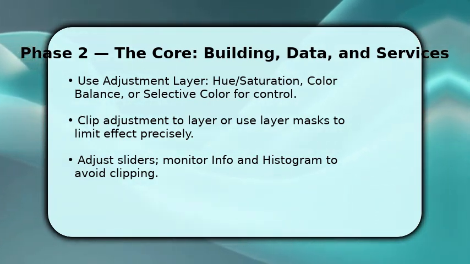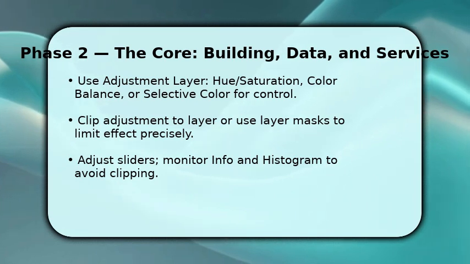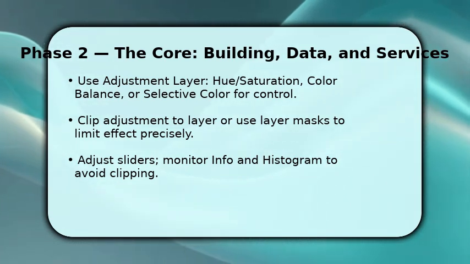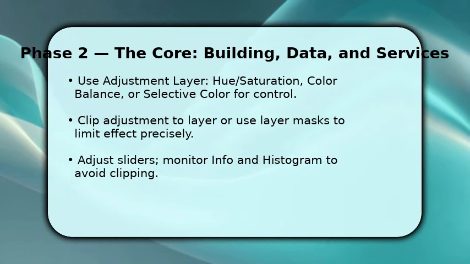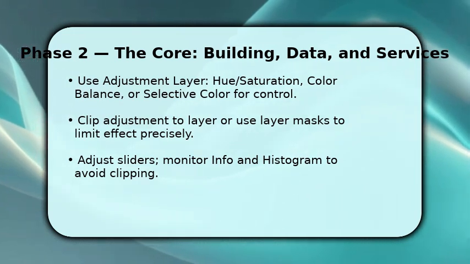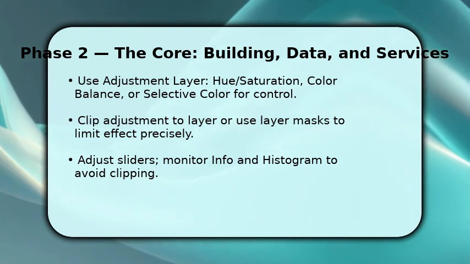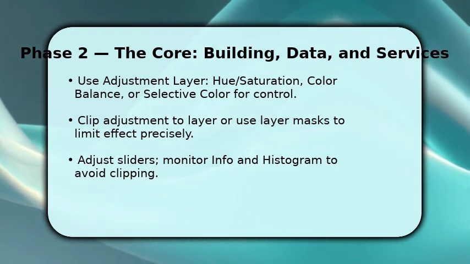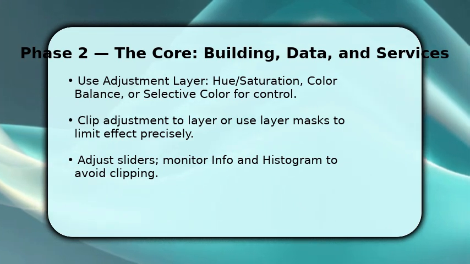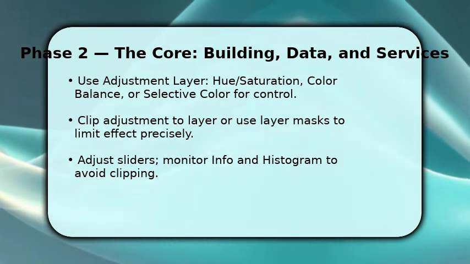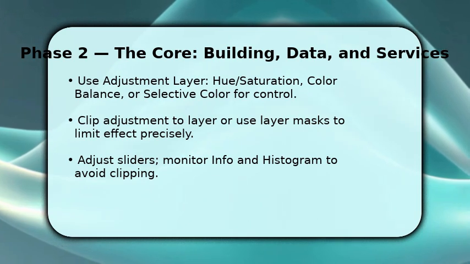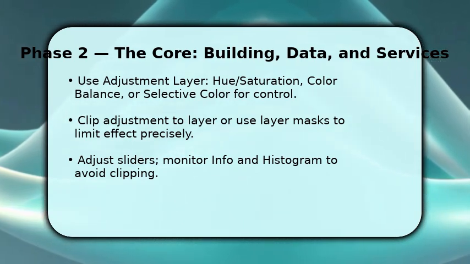Move the hue slider to shift tones, then tweak saturation and lightness to refine. Make sure to clip the adjustment to the duplicated layer so only that layer changes. If edges need smoothing, paint on the layer mask with a soft brush to fade the effect. For complex colors, use selective color or color balance. These give targeted control over shadows, midtones, and highlights.